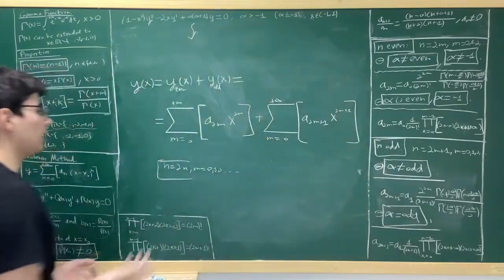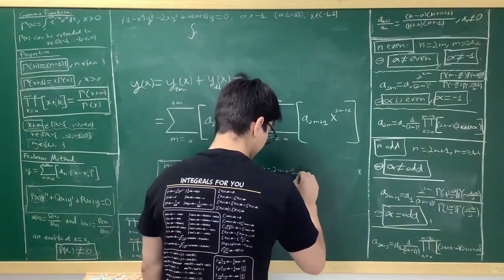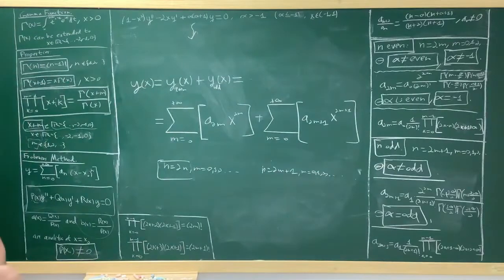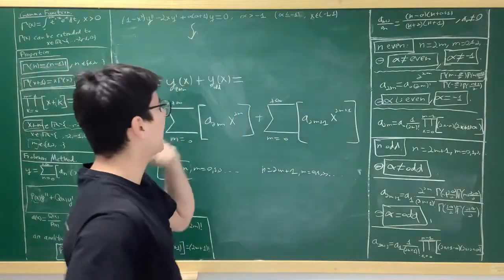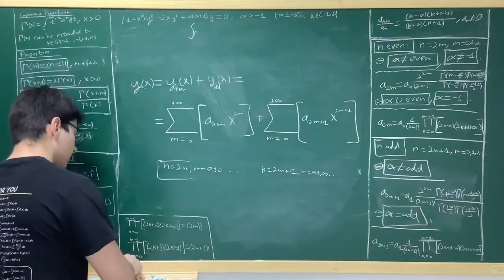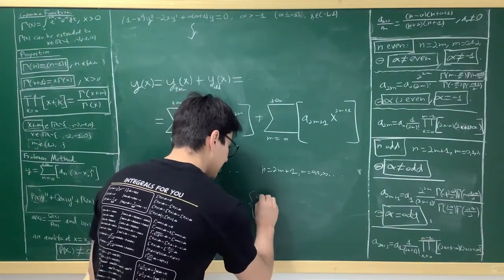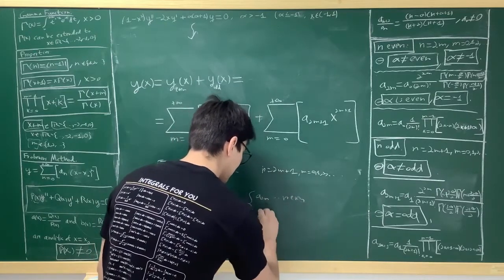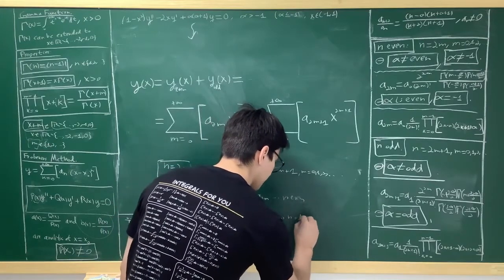So why have we written it like this? Because we have partitioned our general term a_n into a_2m and a_2m+1. So really, our a_n is a_2m for n even and a_2m+1 for n odd.